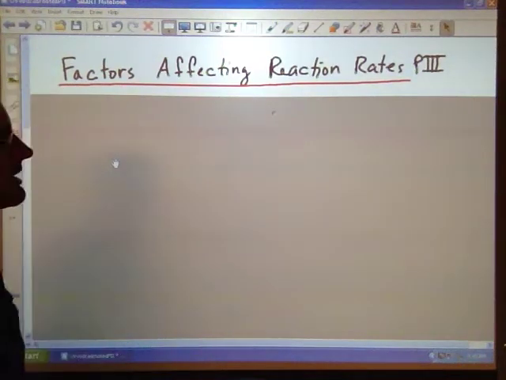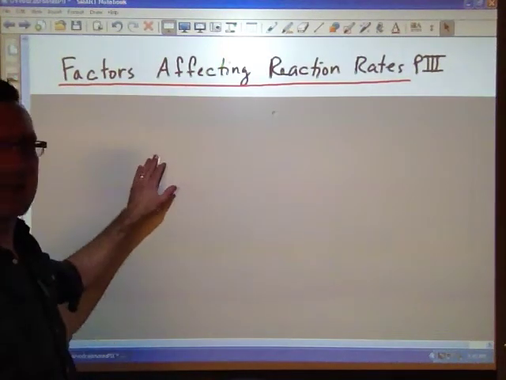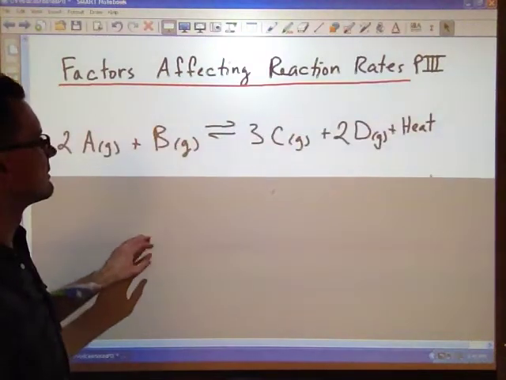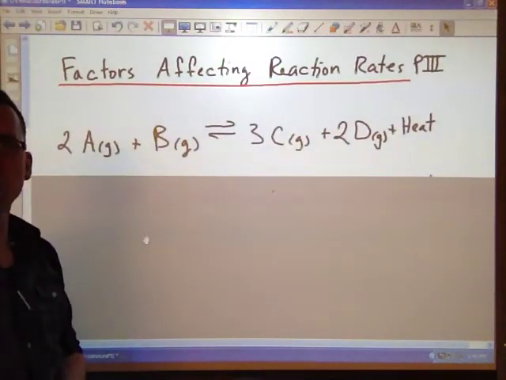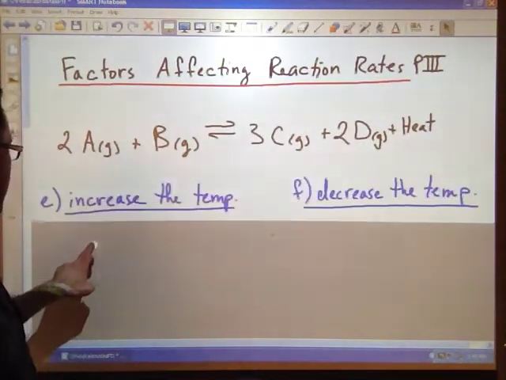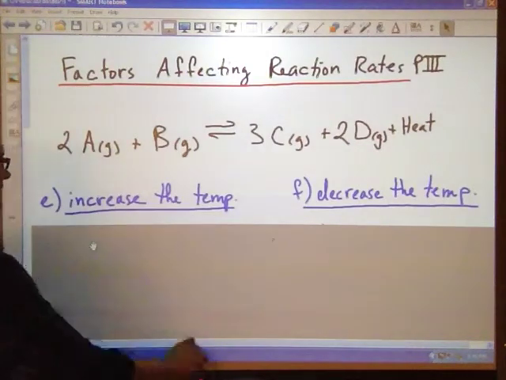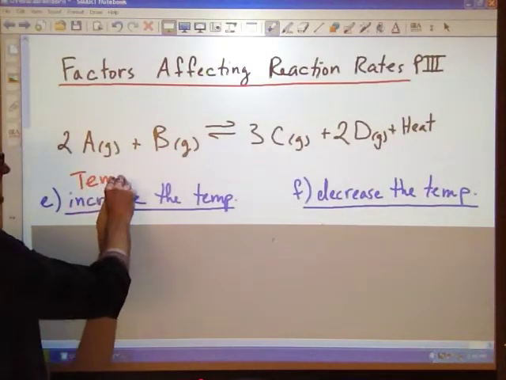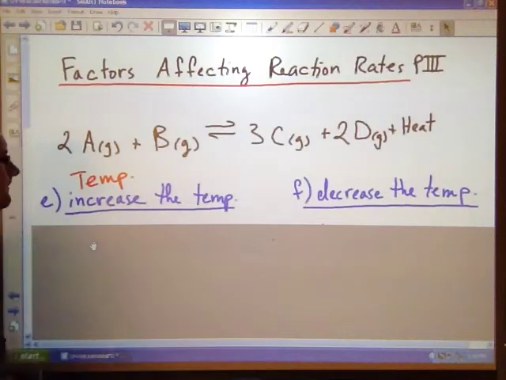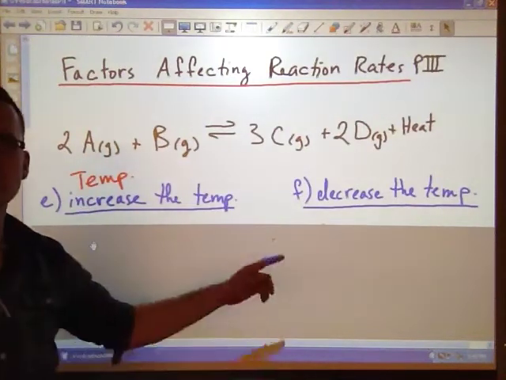Factors affecting reaction rates, part 3, the grand finale, the coup de grace. So there's our equation. We're using the same one as previously. And this time the factor is temperature. So increasing temp or decreasing temp.